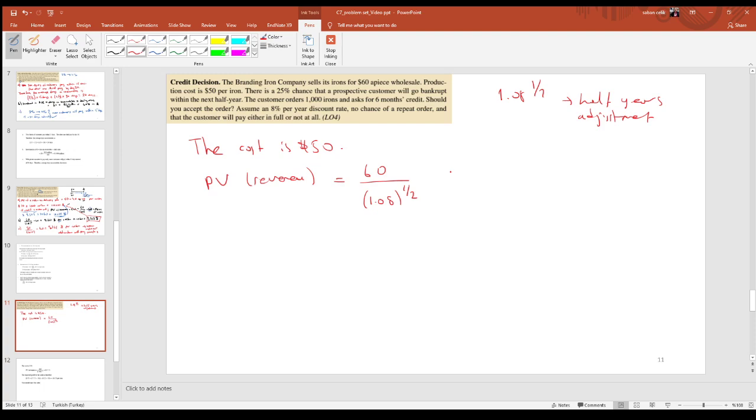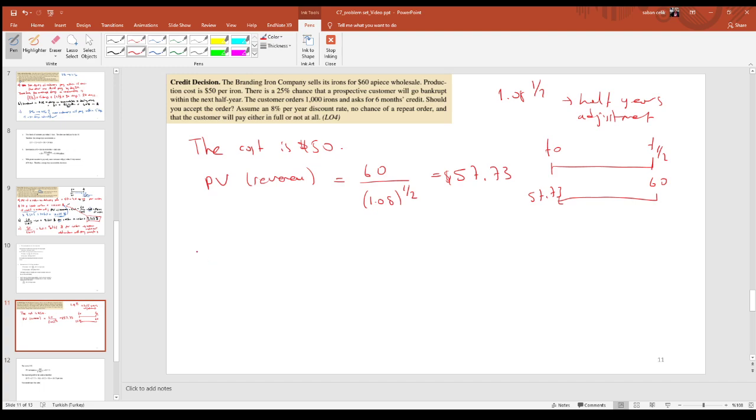So from this, the present value of $60 is equal to $57.73. So that means at T0 and T at half a year, this 60, if you calculate its present value, is going to be 57.73. So ladies and gentlemen, let's calculate the expected profit or loss for this order.